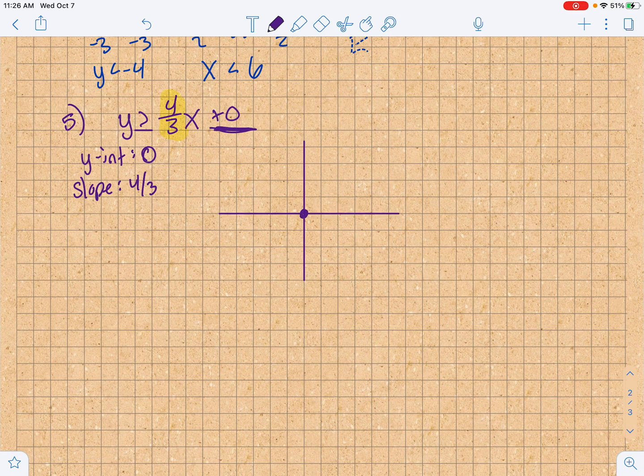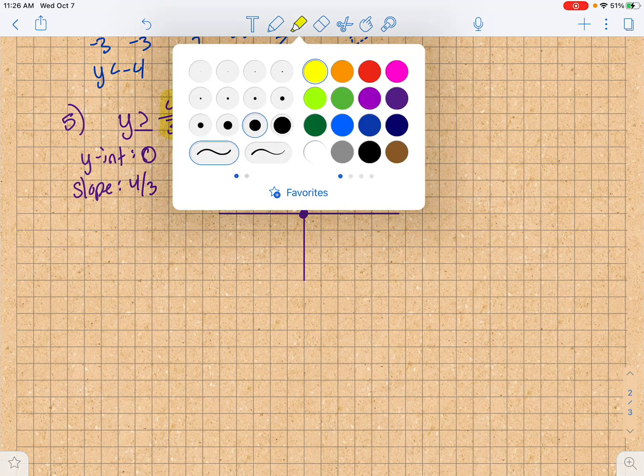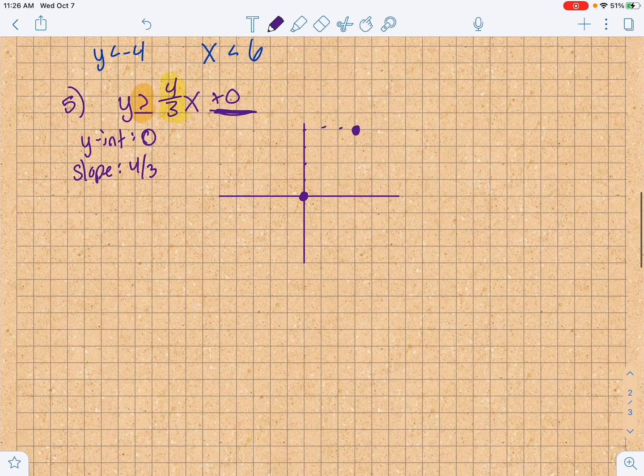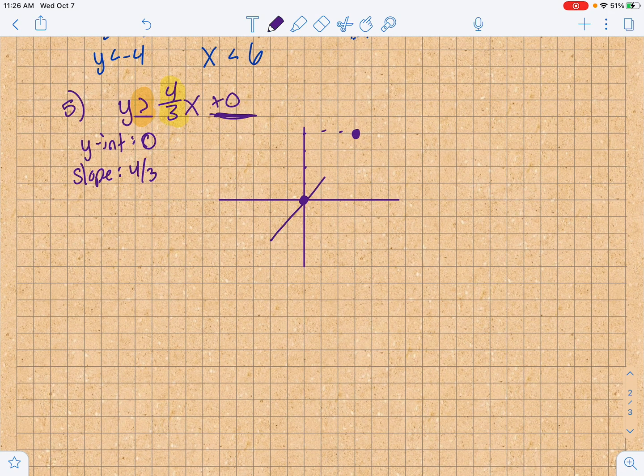Okay, so my starting point's 0, and then I go up 1, 2, 3, 4 over 1, 2, 3. Okay, solid or dotted line. Remember, we look at the sign. It is greater than or equal to, so we're going to do a solid line. And then we need to figure out how to shade.